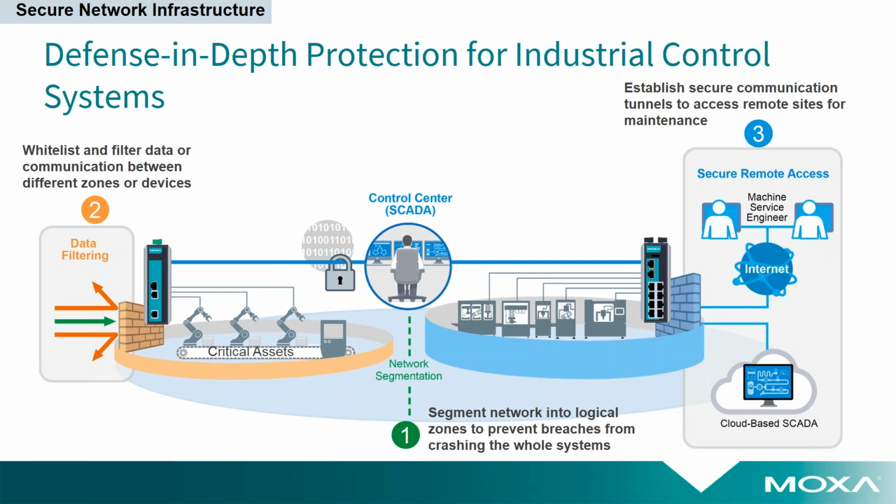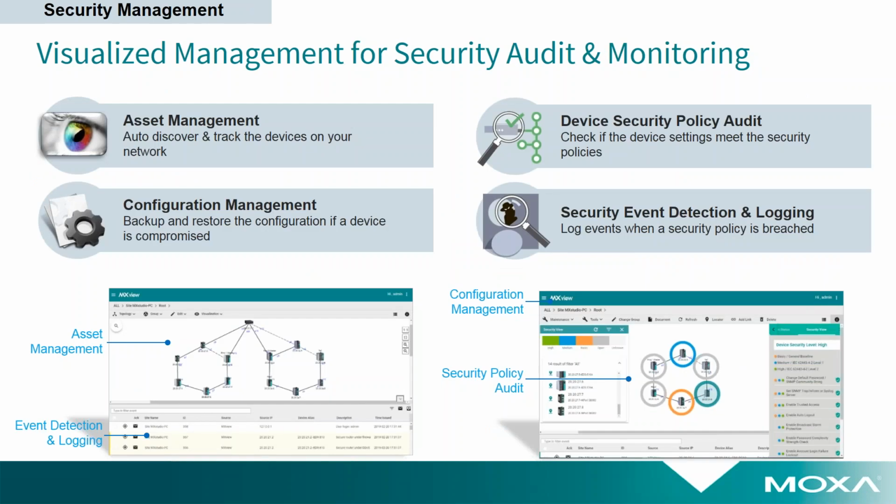Secondly, manage that communication between those zones by using whitelisting and filtering data using firewalls. And third, secure remote access, making sure that the remote access is authorized, the people using it are authorized, and the connections are encrypted.